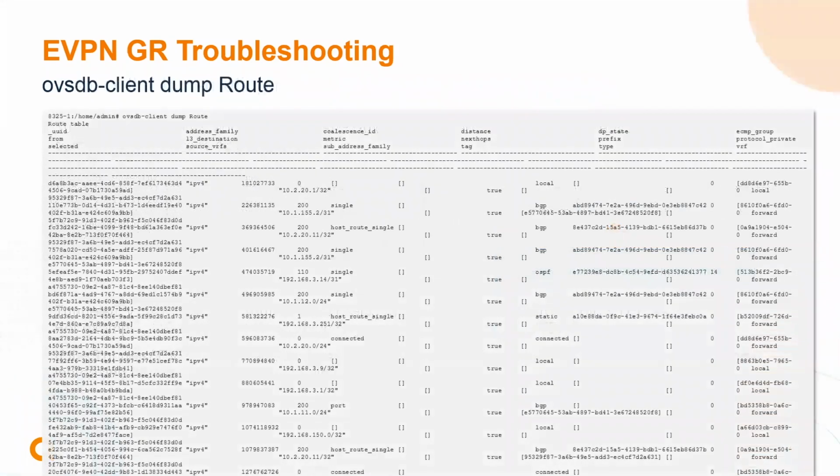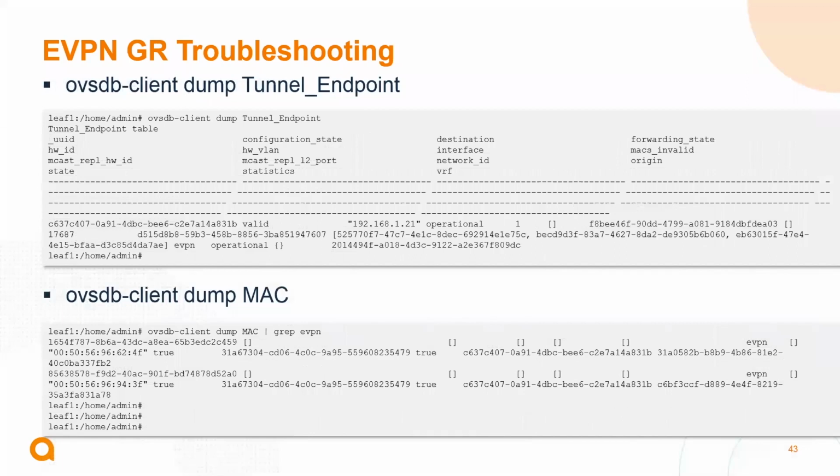So this is how we dump the routing tables. We are basically interested in three tables. OSDB client dump route. Here you can see whether it is a BGP route or an OSPF route, and you can also check for the UUIDs after and before the GR. So this is the route, and this is dumping of tunnel endpoint, and this is dumping of MAC. So these are the three tables we are exclusively interested in during GR.